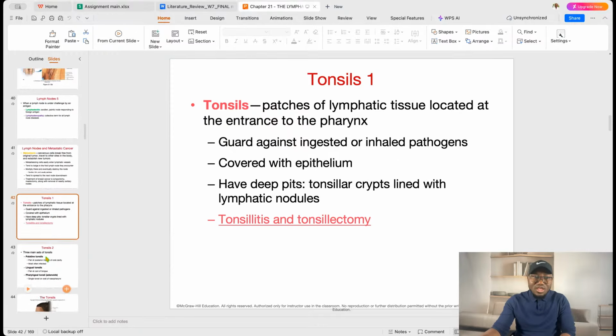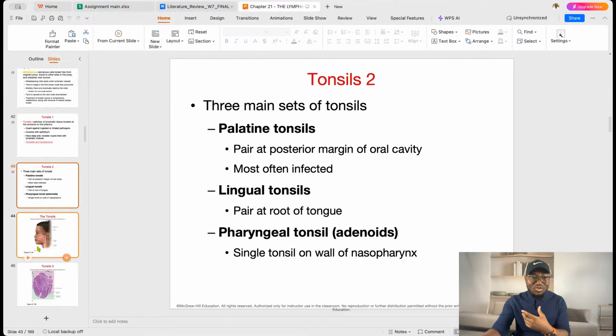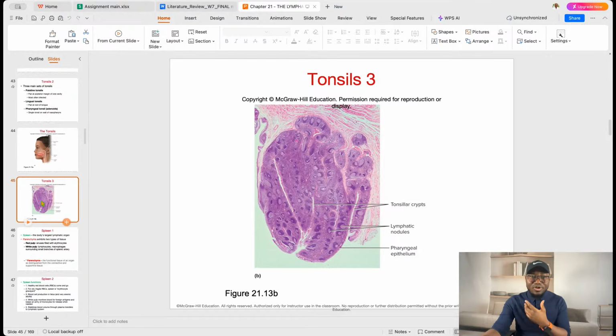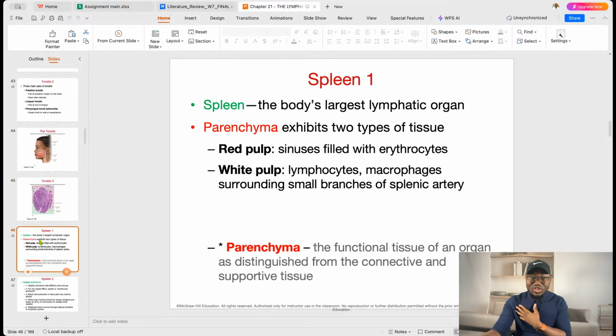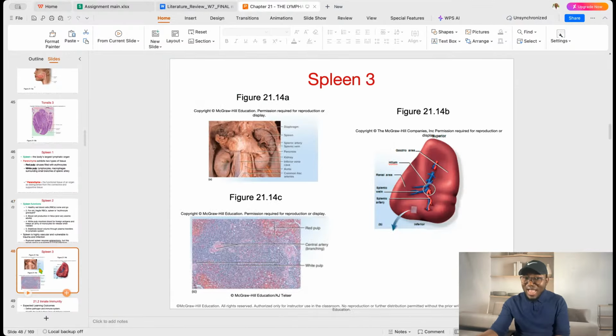All right? Then you talk about the tonsil also. When you have tonsillitis, you have a tonsillectomy to remove it. These are the main sets of tonsil: palatine tonsil, lingual tonsil, and pharyngeal tonsil. These are the locations. You look them up later. This is the histology of the tonsil. This is the spleen. These are what? Organs, lymphatic organs. This is the spleen that has the red and the white area. You understand? And when you cut the spleen open, everything is parenchyma. In case they ask you, these are the functions of the spleen. You must know it by heart right now.